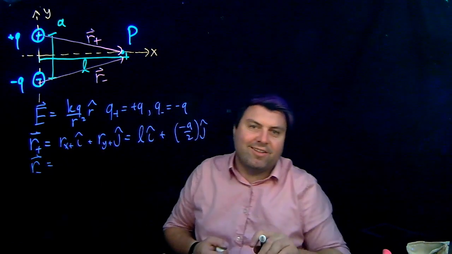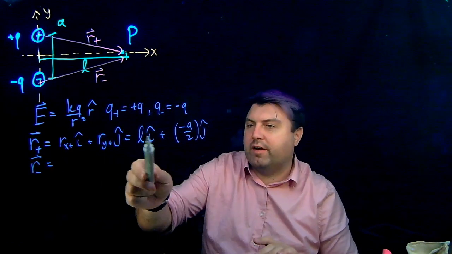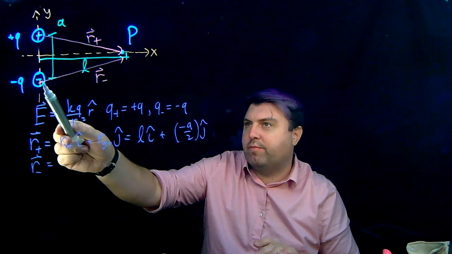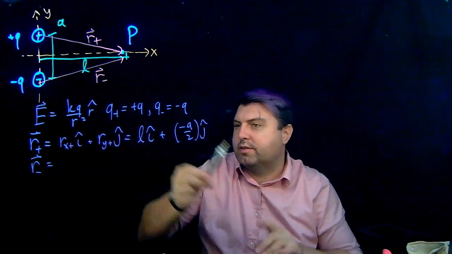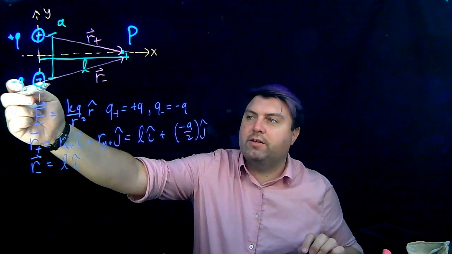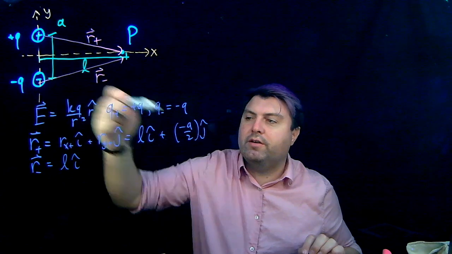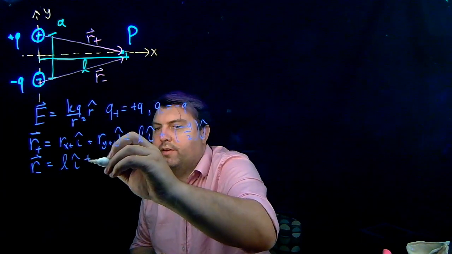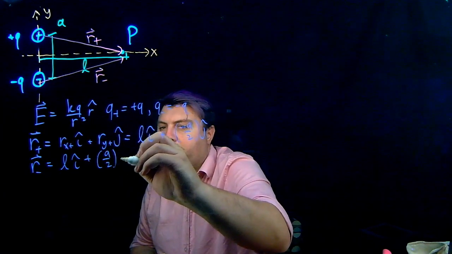For our R vector minus, we're not going to do all of that again, but we are going to do this. Here I need to go from the negative charge to P, a distance L, so this is L I hat. And then I need to go from the negative charge up to here, so that's plus A over 2 J hat.